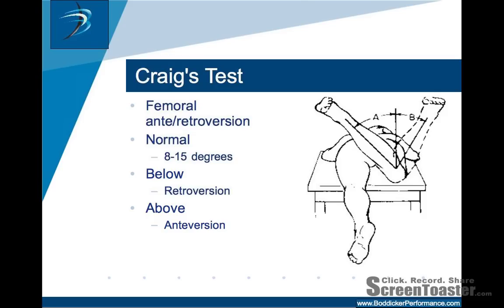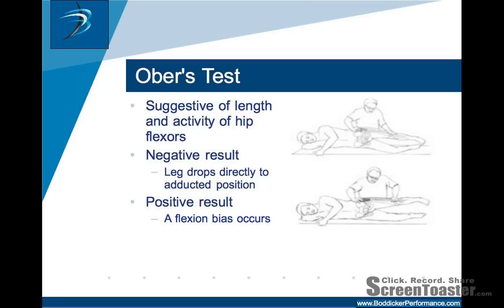essential. So what you do is you palpate the most lateral portion of the greater trochanter and you move them into internal rotation and you see where that trochanter becomes most prominent. From there you measure with a goniometer, the stationary bar of the goniometer perpendicular with the table. Between 8 and 15 degrees is determined normal. Below that, the femoral head, femoral neck is in retroversion, and above would be in anteversion.